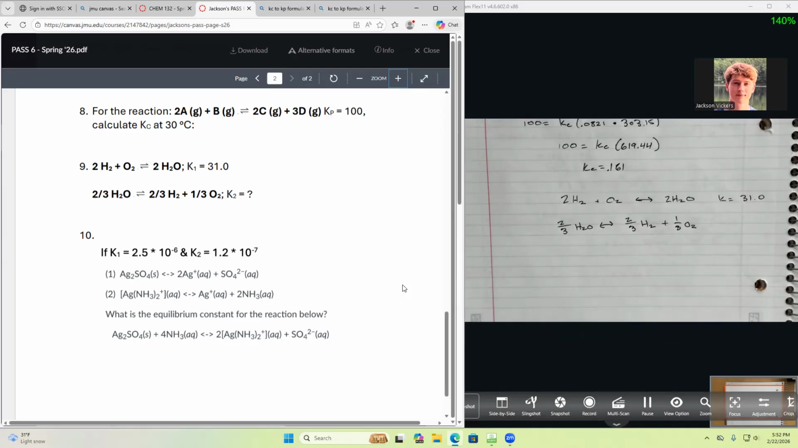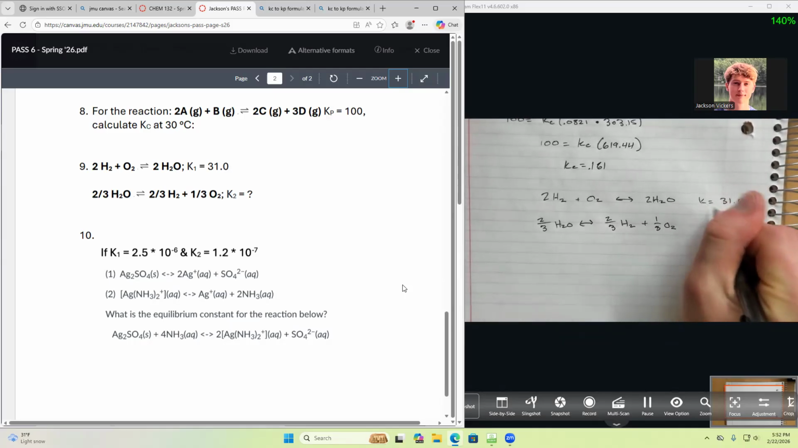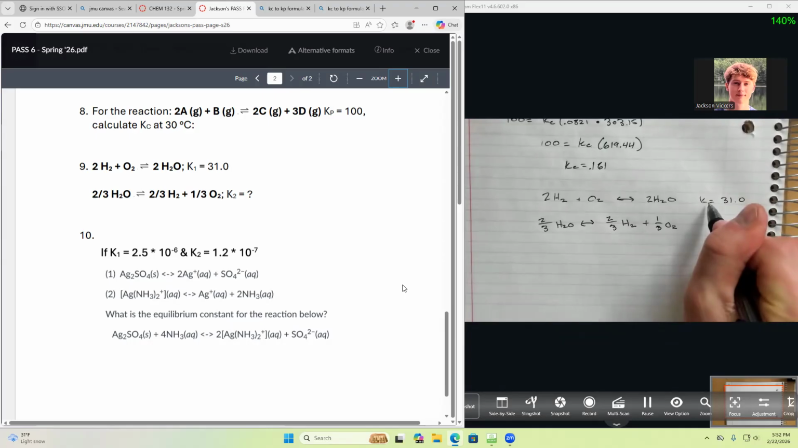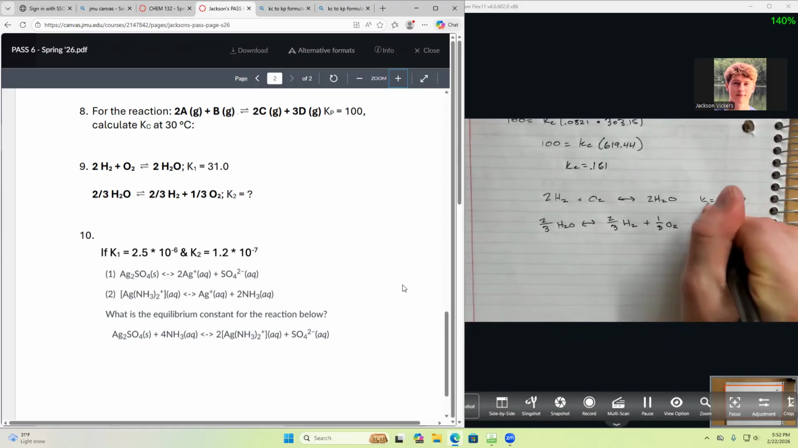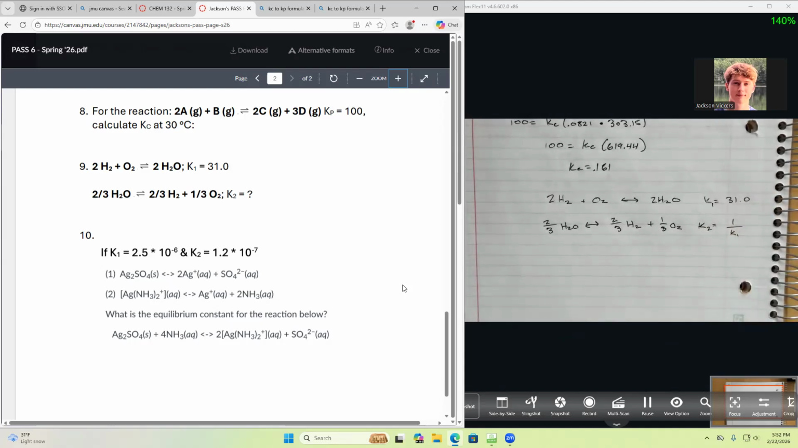What do we do to K when we flip the reactants and products? We take the reciprocal of it. So right off the bat, we'll say 31 over here. If this is K1 and this is K2, we're going to go 1 over K1 because we're taking the reciprocal. And then we also need to factor in the fact that we divided everything by 3.